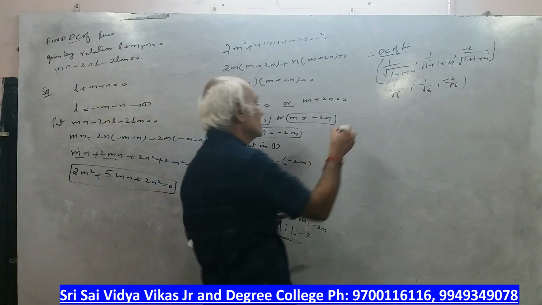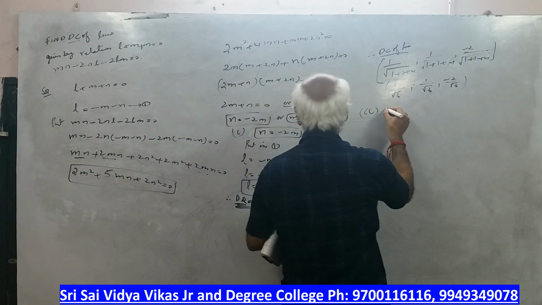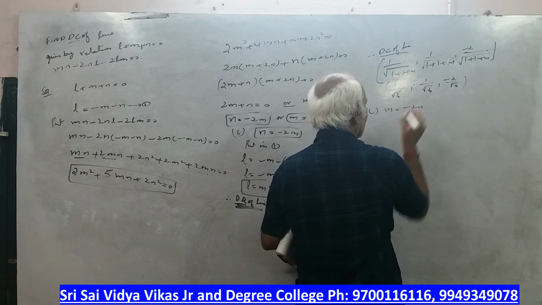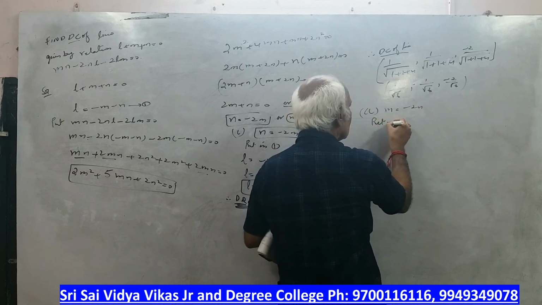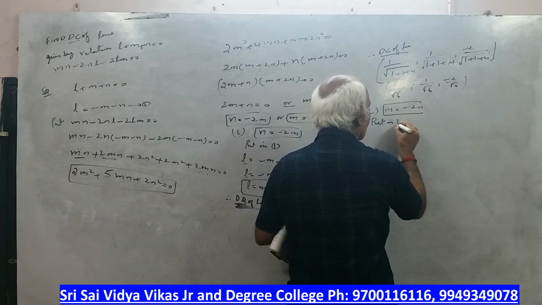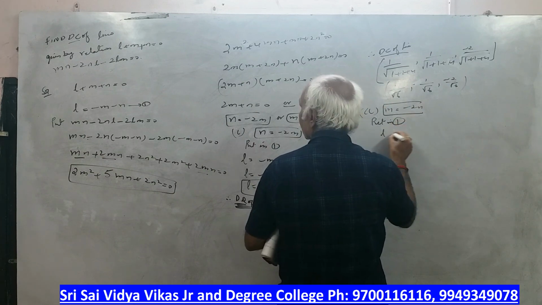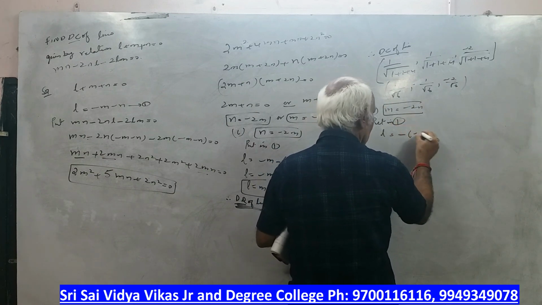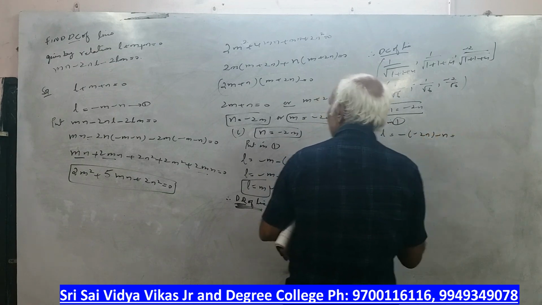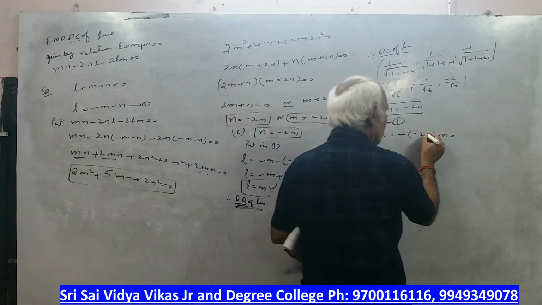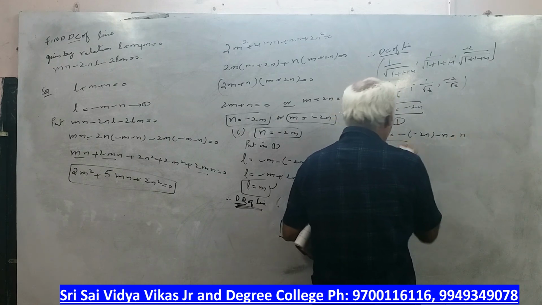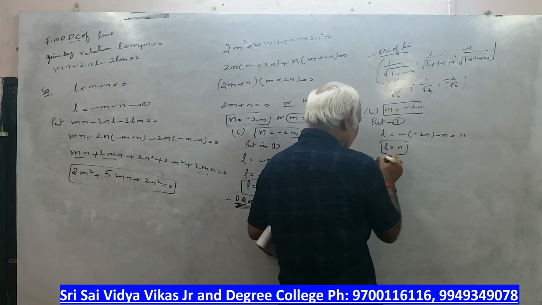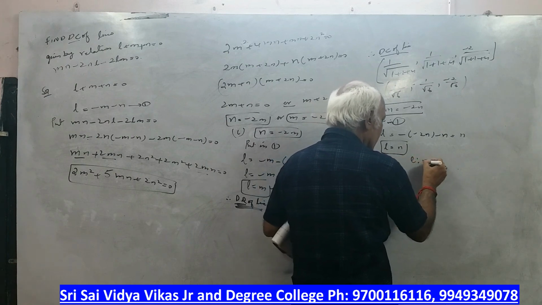Next, again, second case. What is the second case? M is equal to minus 2N. Again, put in 1. L is equal to minus M. M is what? Minus 2N, minus N. I am replacing M. So minus of minus becomes plus N. So L is equal to N. Again, DRs of the line, again L is to M is to N.